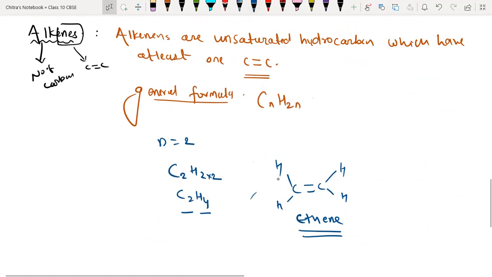Okay, let's have one more example. I have drawn here only that structure.